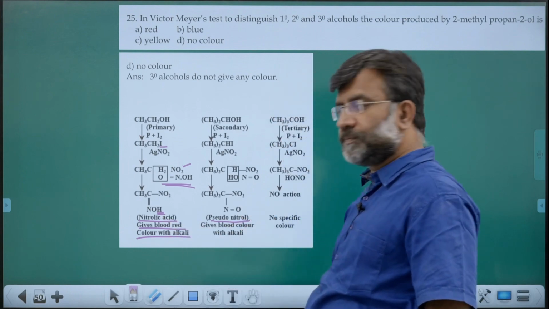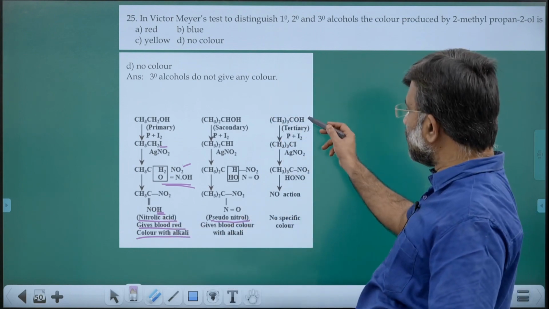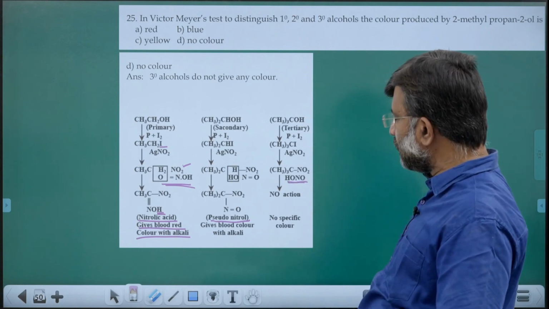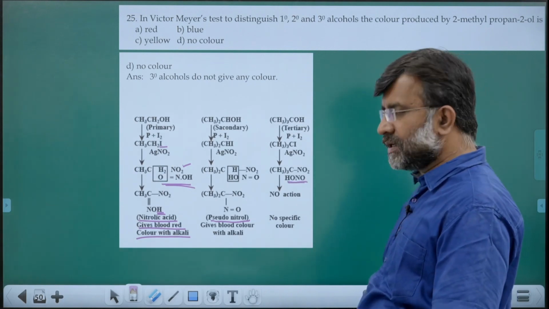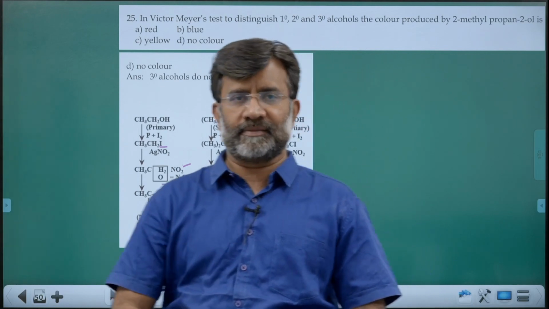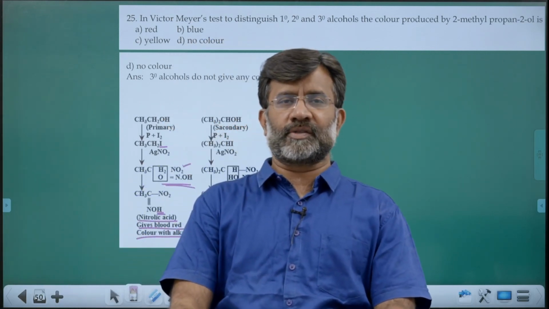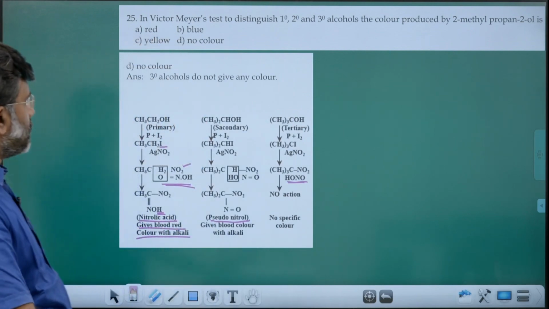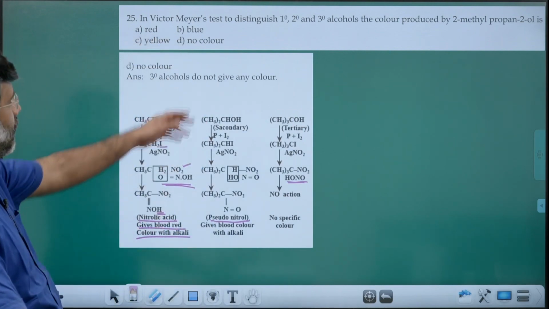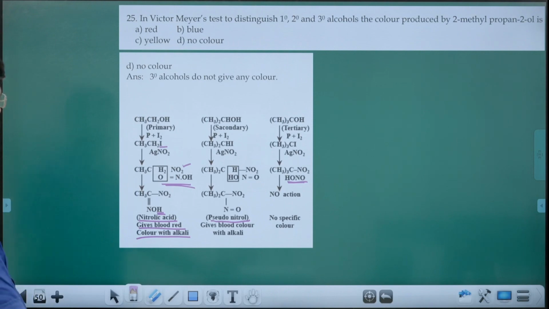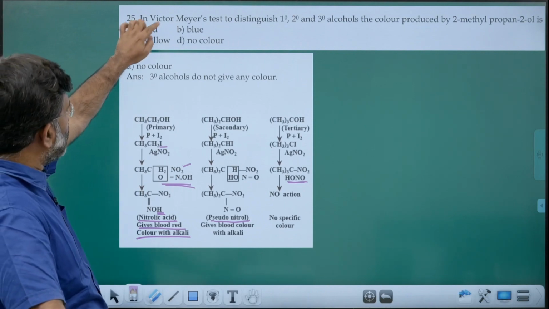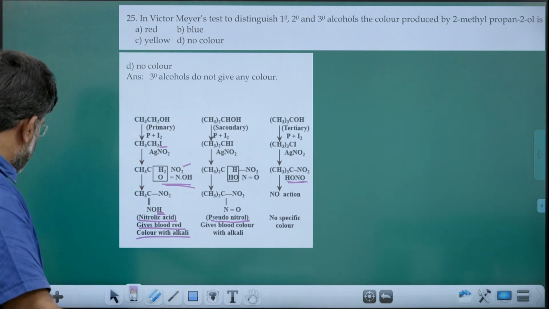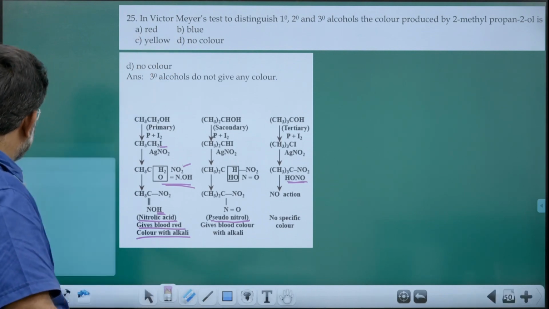Here you do not. And what about tertiary alcohol? Tertiary alcohol does not react with nitrous acid. No reaction with nitrous acid and no color is obtained. That is Victor Meyer's test. It's a test to distinguish primary, secondary, tertiary alcohol. Primary alcohol, red color. Secondary alcohol, blue color. Tertiary alcohol, no reaction, no color. Next.